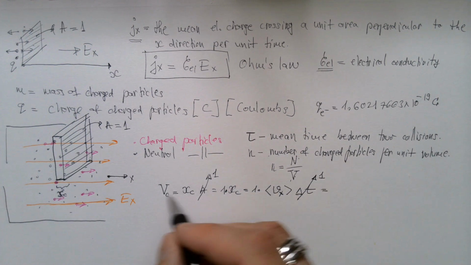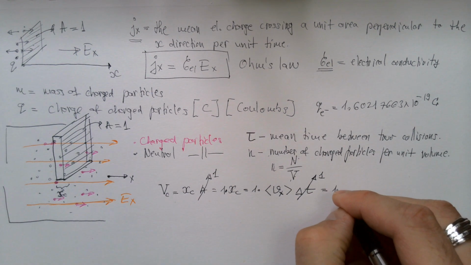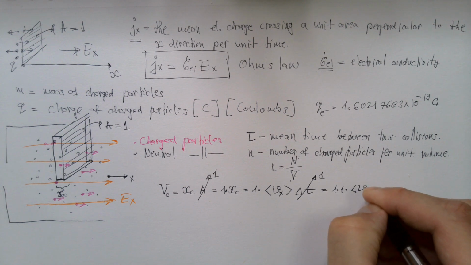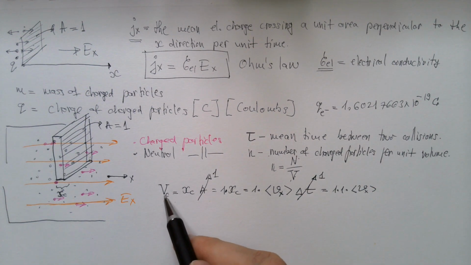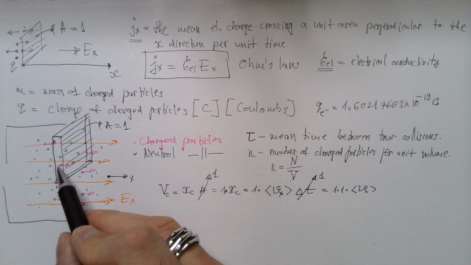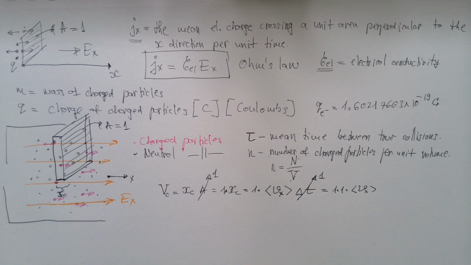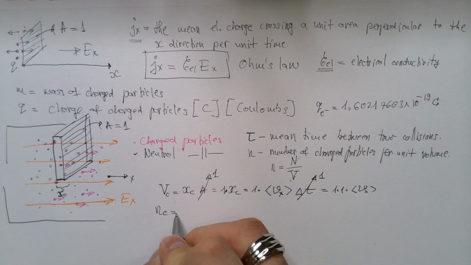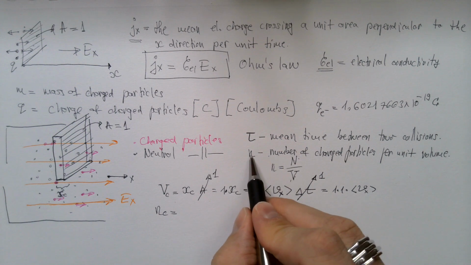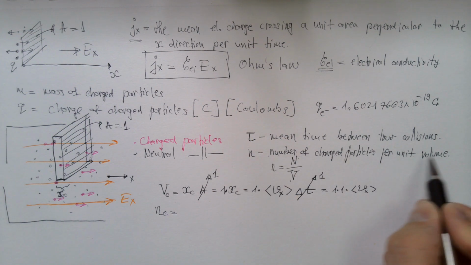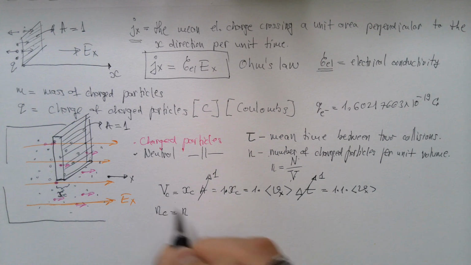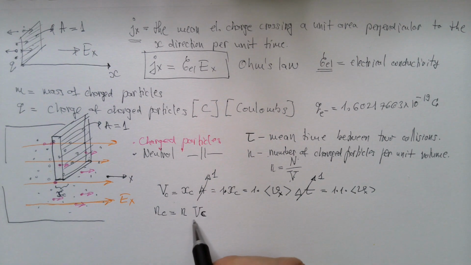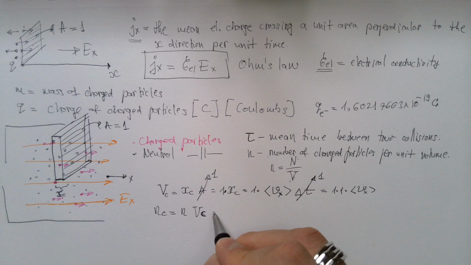So we can see that this critical volume is 1 times average Vx. But I started asking myself what is the number of particles in this volume, not the volume itself. Well, that's simple. Number of particles in critical volume is the number of particles in unit volume, which is n, times this volume Vc. So this quantity is the mean number of charged particles crossing a unit area perpendicular to x direction in unit time.